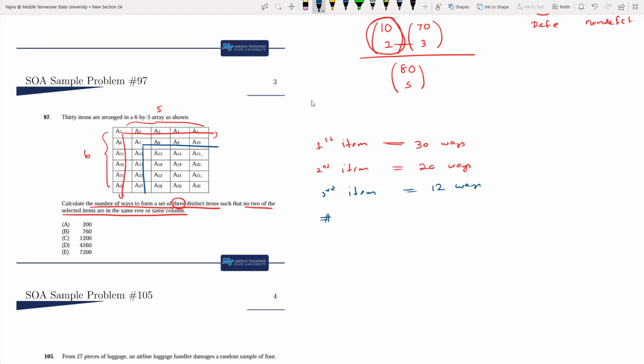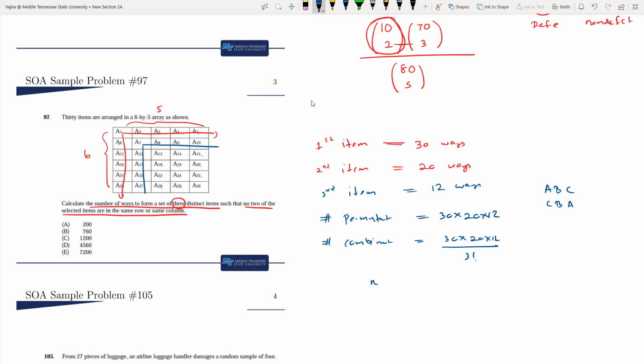So the number of permutations is going to be 30 times 20 times 12. The number of combinations: remember, it's 3 items, so we divide by 3 factorial to get the combinations. For example, remember that in permutation A, B, C and C, B, A are 2 different items. So if I want to get the combination, I have to divide by 3 factorial.